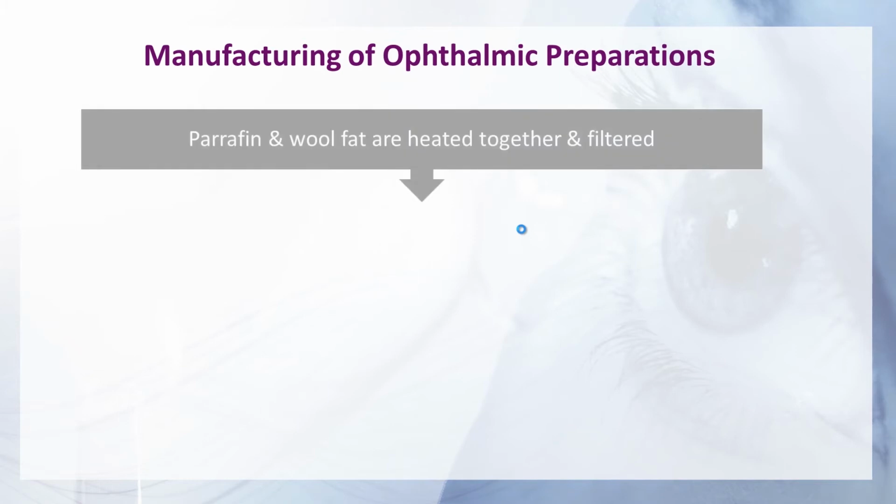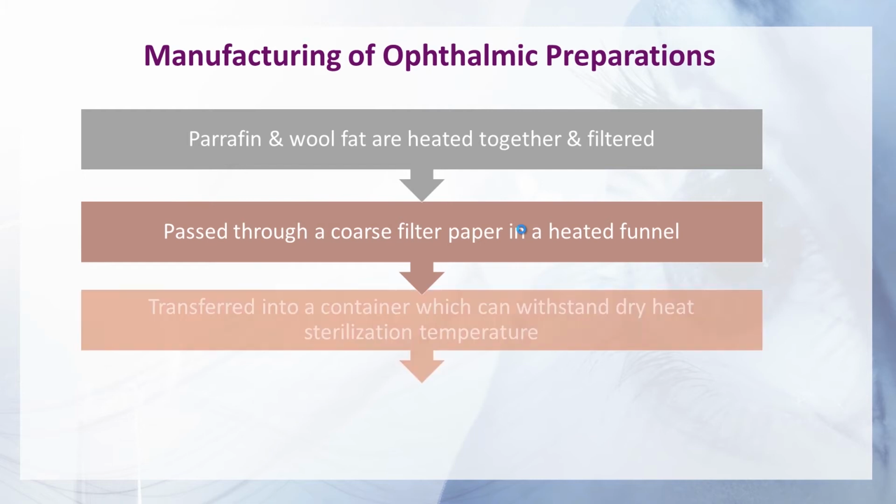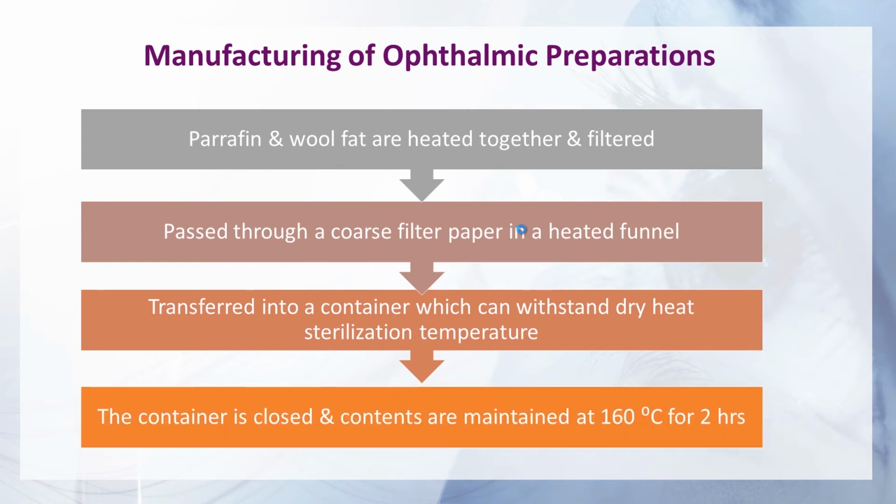How will we prepare the eye ointment base? The first step is that the paraffin and the wool fat are heated together and filtered while molten because of the sterility requirement. How do we filter that? Through a coarse filter paper in a heated funnel into a container which can withstand dry heat sterilization temperature. The container is closed and contents are maintained at 160 degree centigrade for 2 hours for sterilization in an oven.